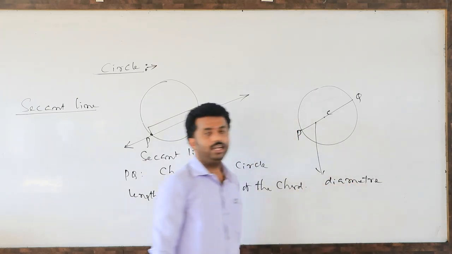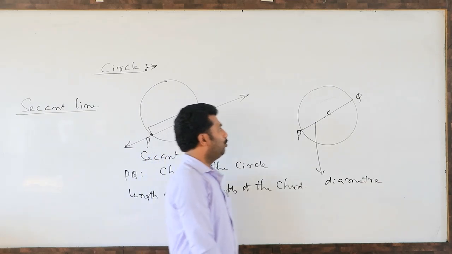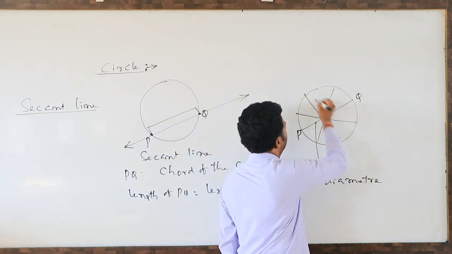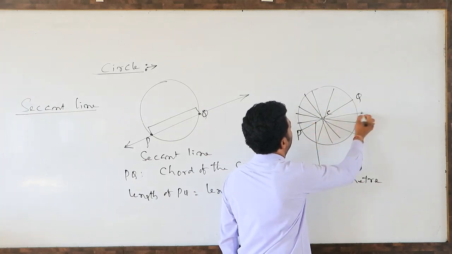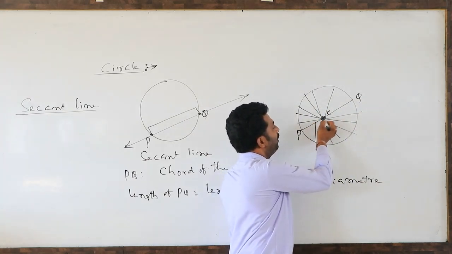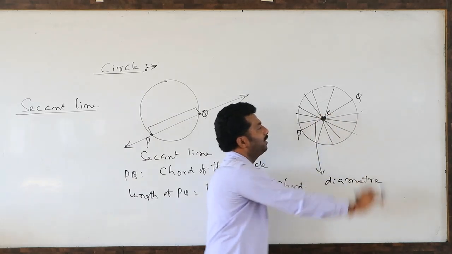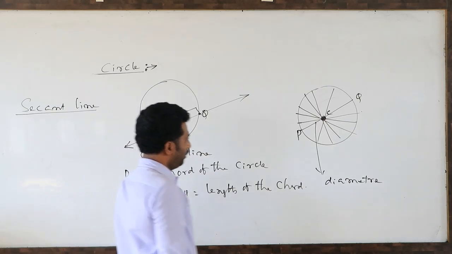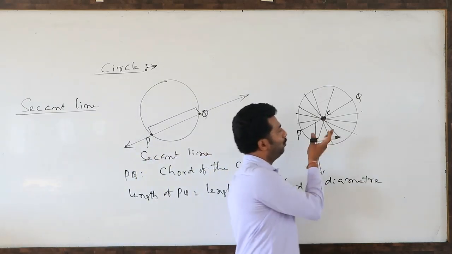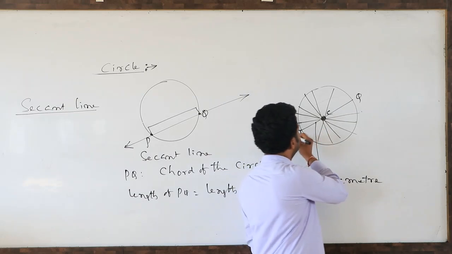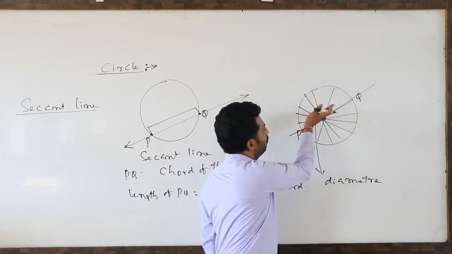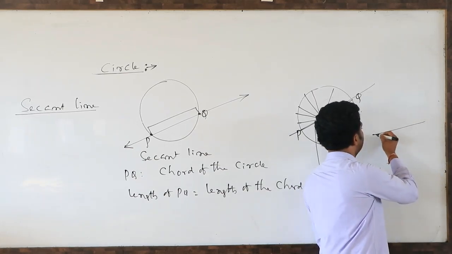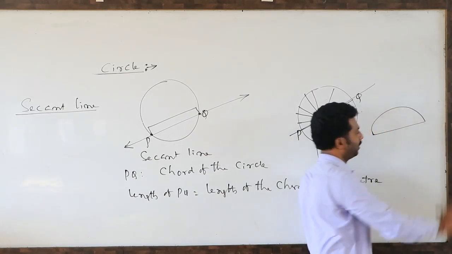What we are calling a diameter. How many diameters can be formed? Infinite diameters can be formed. All these diameters are intersecting at the center C only. So the diameter divides the circle into two equal parts. This is one part, this is another part. One of these two parts is called a semicircle.